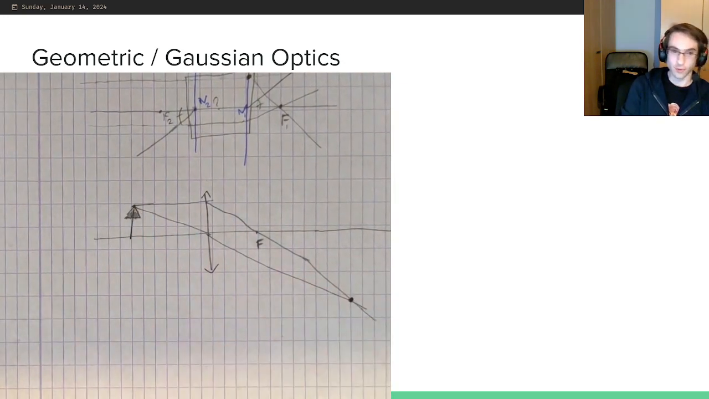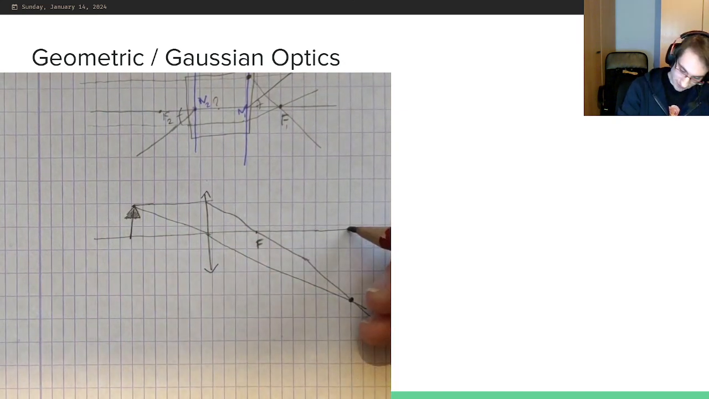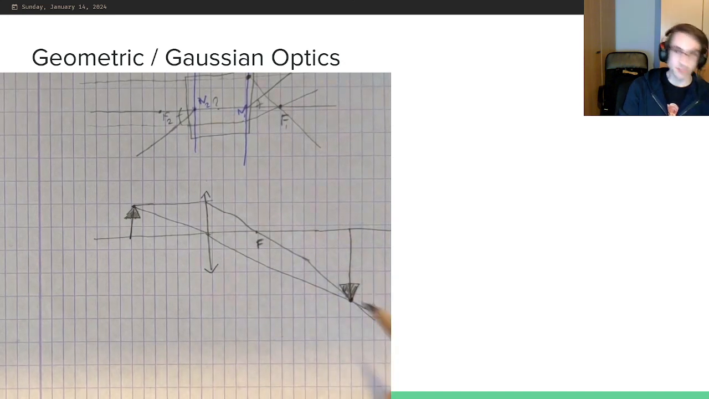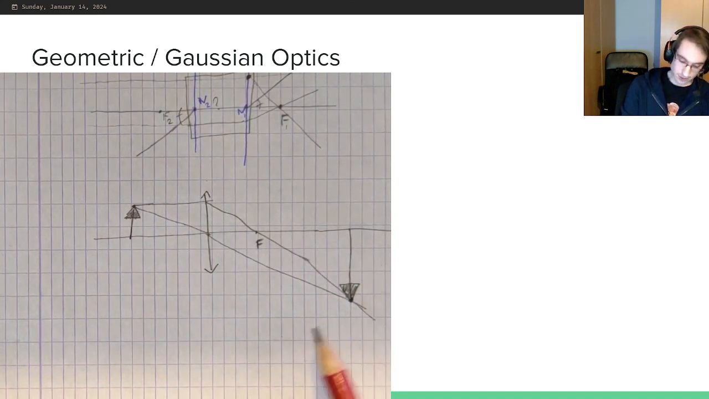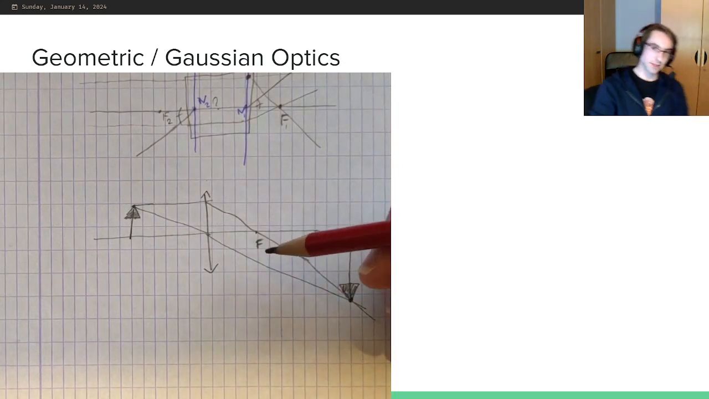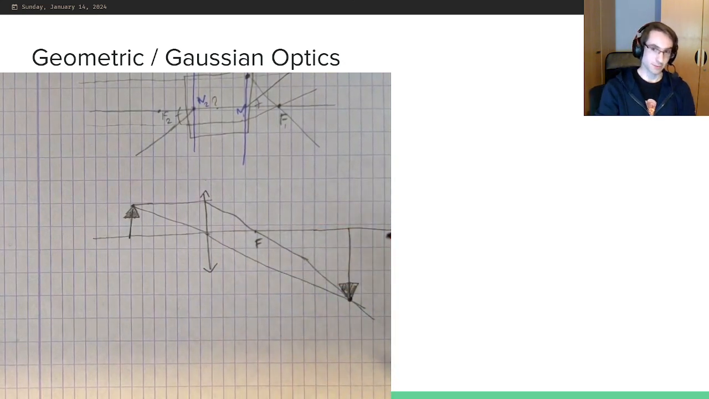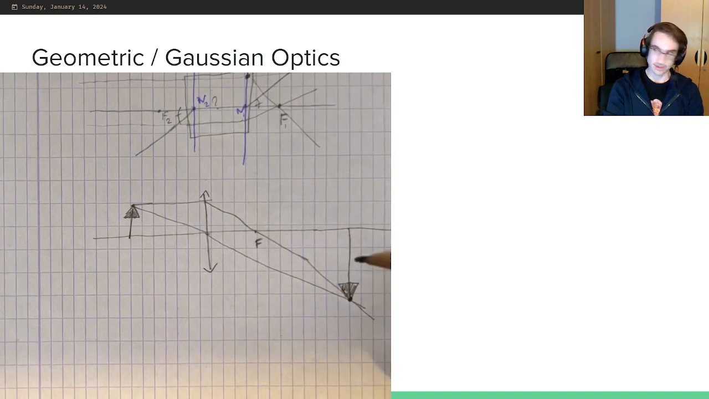And if we do this for all of the other points on the arrow, then what we find is an image like this, which is much bigger than this object. And so this lens has actually magnified this image. Also notice that this image is not in the focal point. So the focal point is not necessarily the place where the image is placed. It's just a reference point for the system.